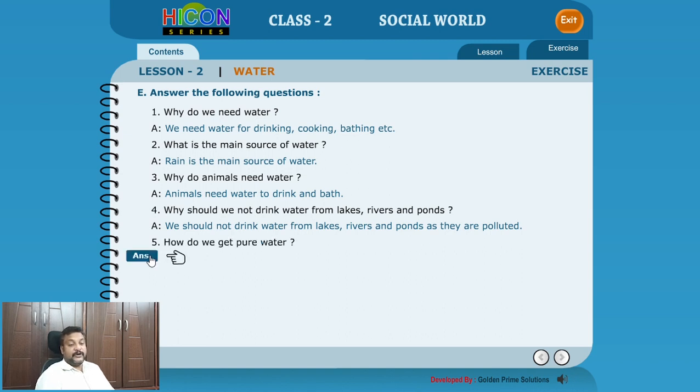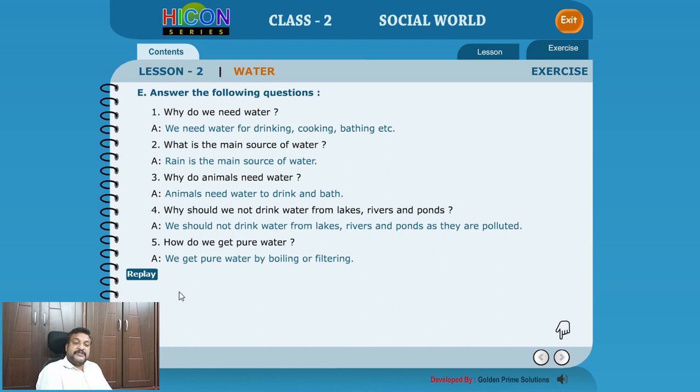How do we get pure water? We get pure water by boiling or filtering. Water purification systems, water purifiers, basically filter the water, and commonly we can boil the water to make it pure.